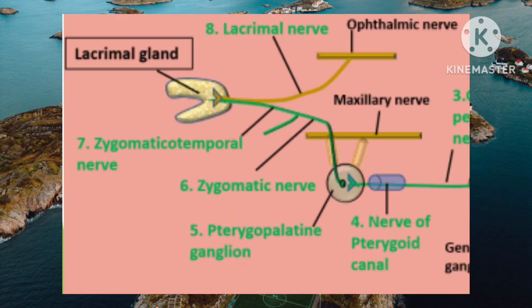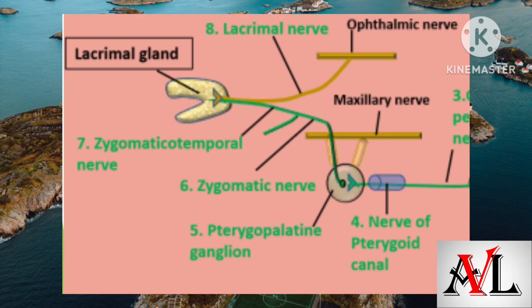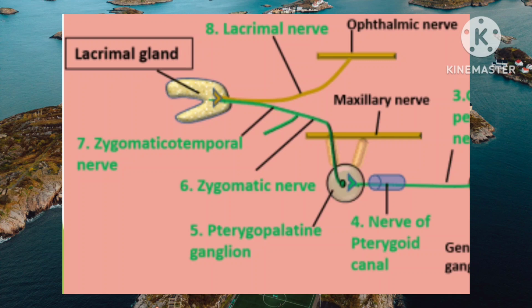Then the postganglionic fibers arise from the pterygopalatine ganglion, and the fibers pass through the maxillary nerve and reach the zygomatic nerve. Then the zygomatic nerve gives a branch called the zygomaticotemporal nerve, which joins with the lacrimal division of the ophthalmic nerve and relates to the lacrimal gland.